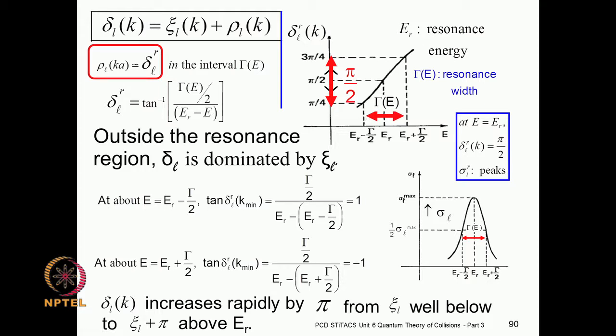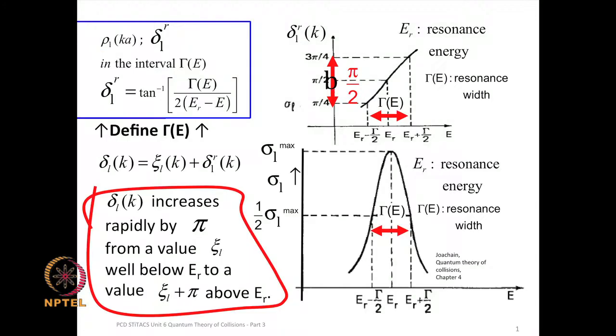So now you keep track of the parameters as we have defined them. Essentially, the change in the net phase shift will be from some value to another value which is pi above it. Okay? So that is the kind of thing that happens across a resonance.